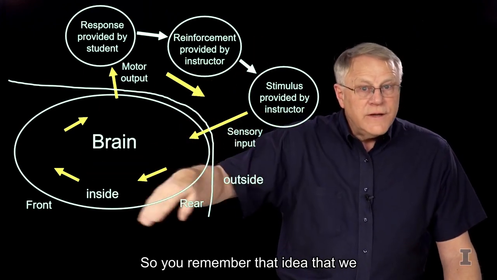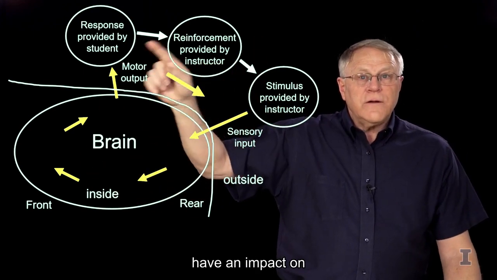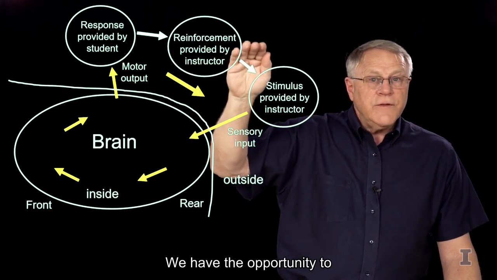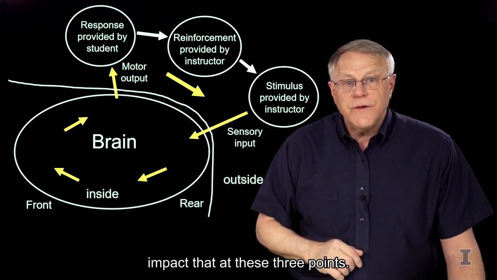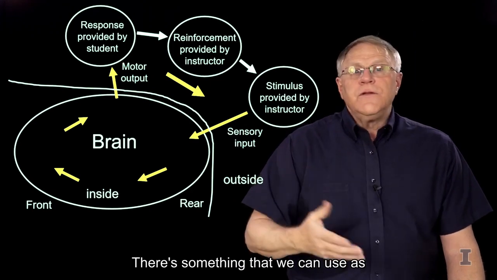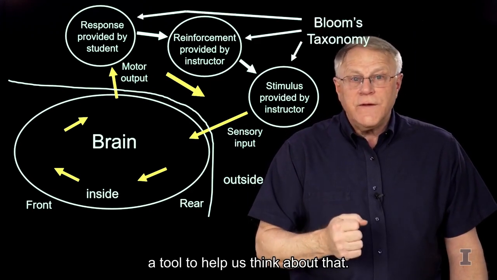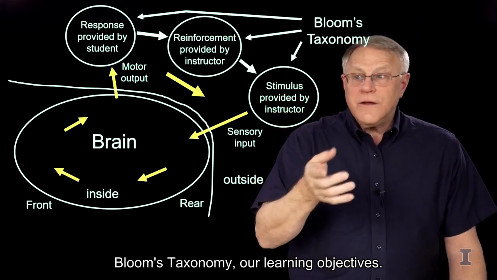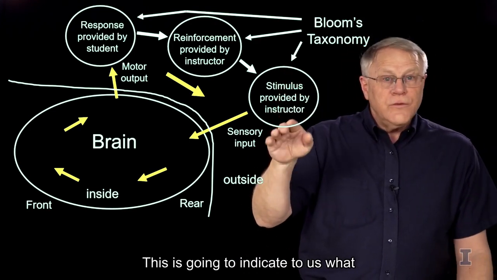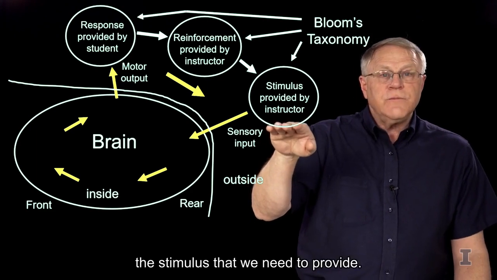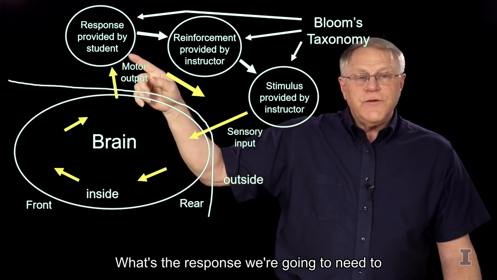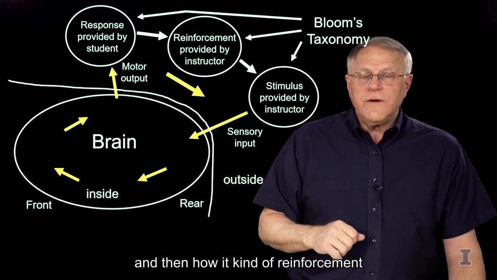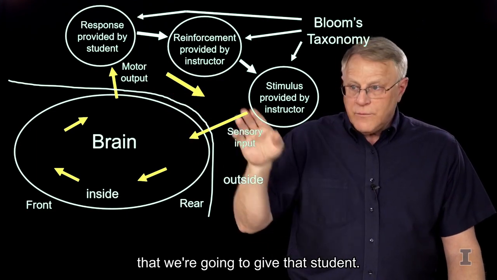So remember that we have an impact on the student's learning cycle. We have the opportunity to impact that at these 3 points. Is there something that we can use as a tool to help us think about that? And the answer, of course, is yes. Bloom's taxonomy, our learning objectives. This is going to indicate to us the nature of the stimulus that we need to provide, the response we're going to ask for from that student, and what kind of reinforcement we're going to give that student.